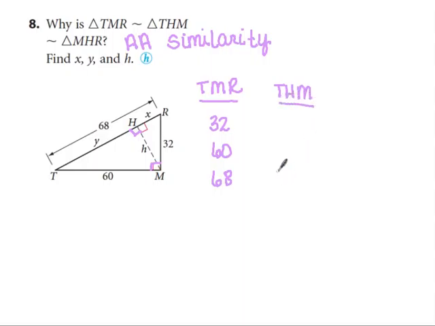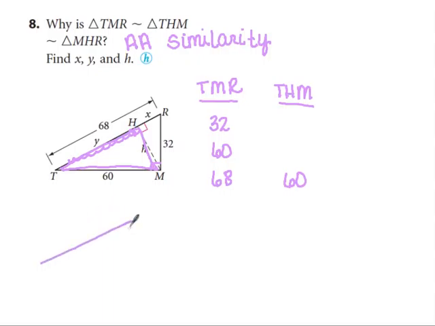And THM, what is THM? What is the same as 60 in THM? THM is right here. What's the question? What is the same? TM is 60. TM is 60, right? Oh, here. Okay, so that's the hypotenuse, so that's going to be the same as 68. Okay. What is this side going to be the same as?